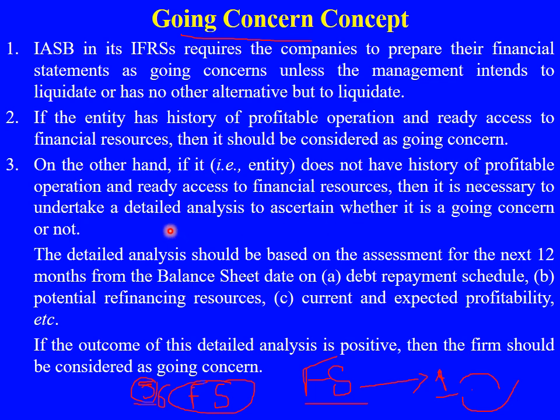we need to analyze it from various perspectives. We need to know whether, for the next 12 months, they are able to repay their debts, whether they are able to get finance for their business, and whether they are able to meet their current and expected profitability. If they are positive on these things, then the company can be called a going concern.